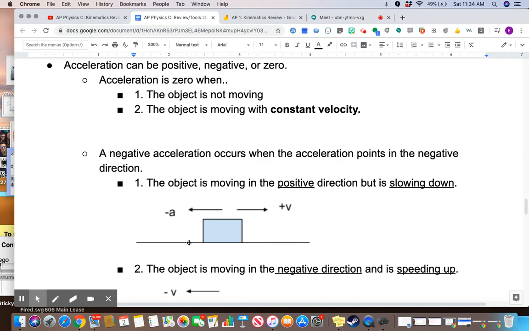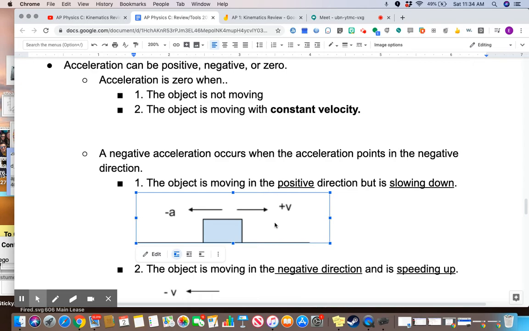So in our first situation here, we see a box on a frictionless surface. Velocity is in the positive direction and acceleration's in the negative direction. So velocity and acceleration vectors are in opposite directions. So the object is slowing down, but it's moving in the positive direction. So it's slowing down in the positive direction. What that means is that the net force acting on the object is in the negative direction.